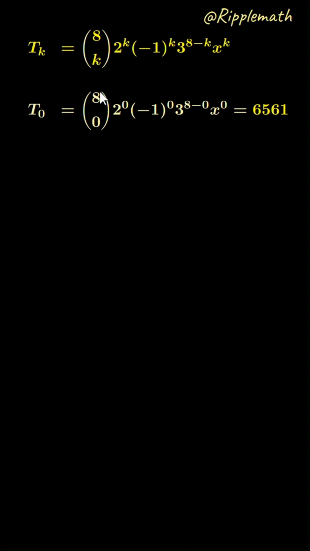So k equals 0, 8 choose 0. You put the 0 in, just plonk all the numbers in. 2 to the 0 is 1, minus 1 to the 0 is 1, and x to the 0 is 1. So that just becomes 6561.